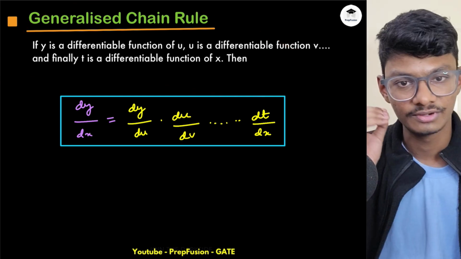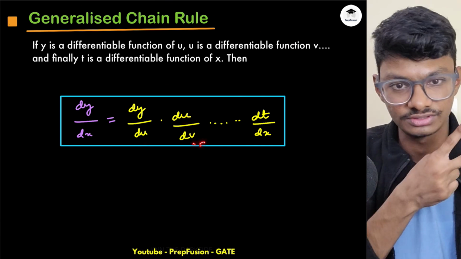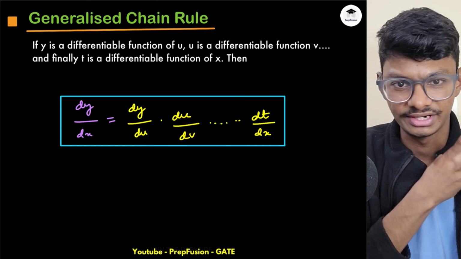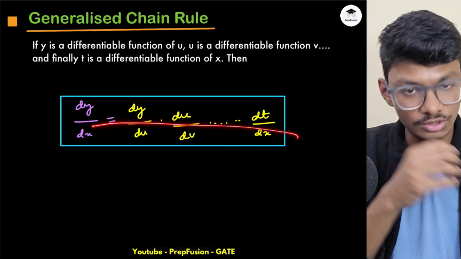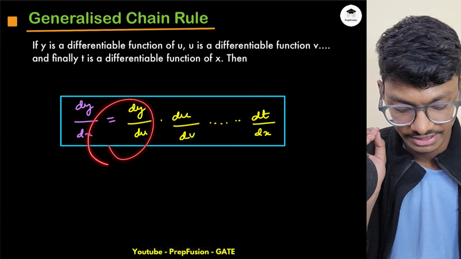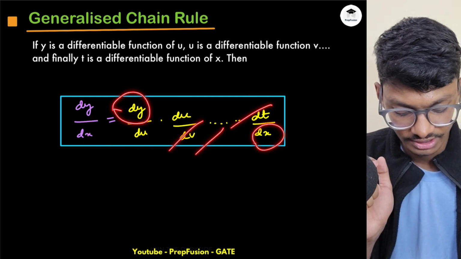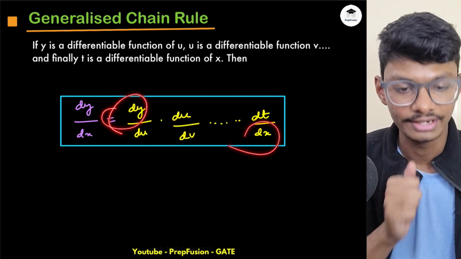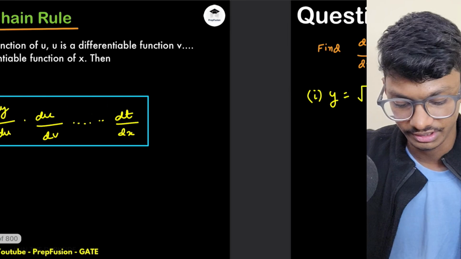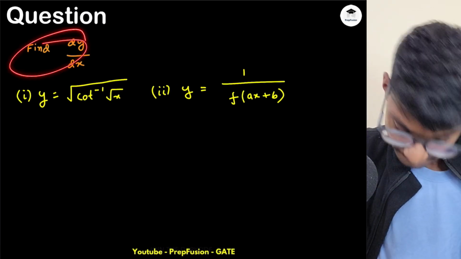If I have multiple functions, right? I have u, then u is a function of v, then v is a function of y, y is a function of z, okay, and finally t is a function of x. So I can use the generalized chain rule and multiply each of these derivatives to finally find out dy upon dx, because everything else will get simply cancelled, right? Everything else will get cancelled except dy and dx. Okay, so now you have to find dy upon dx.